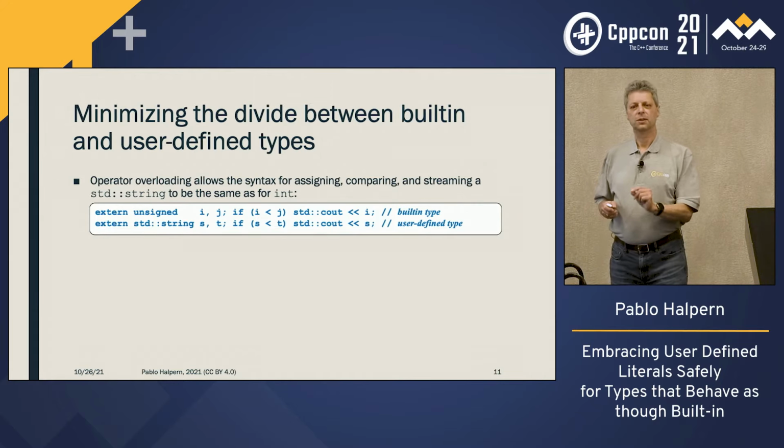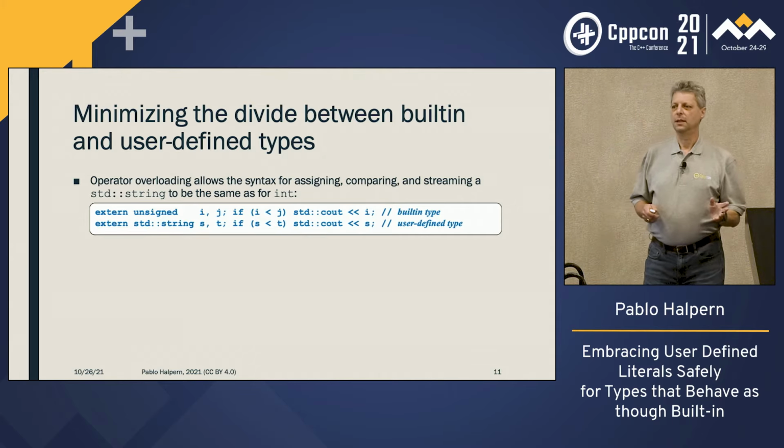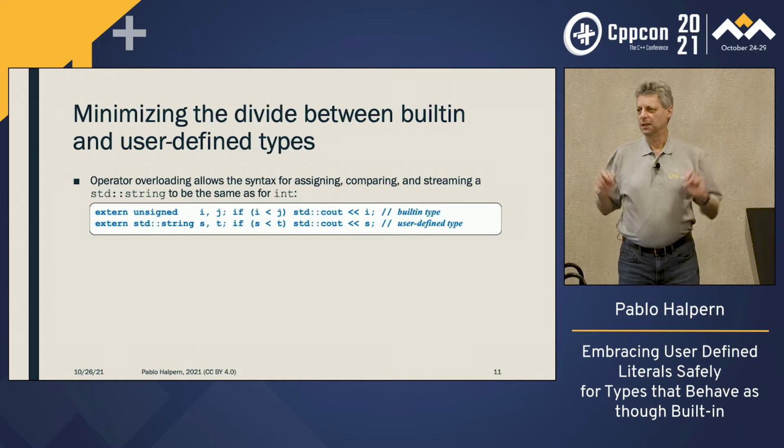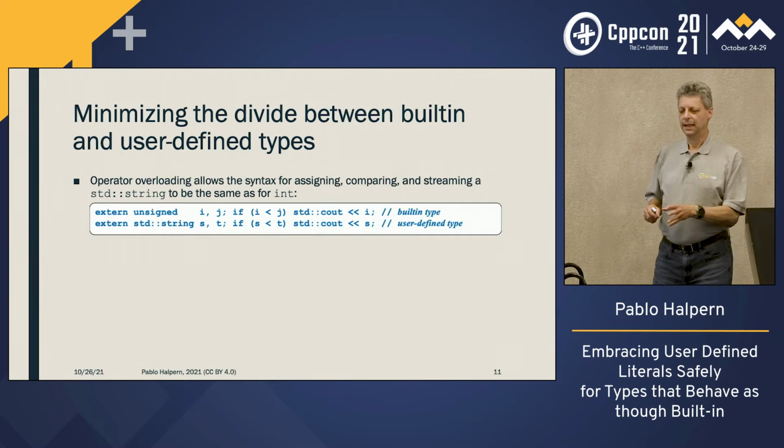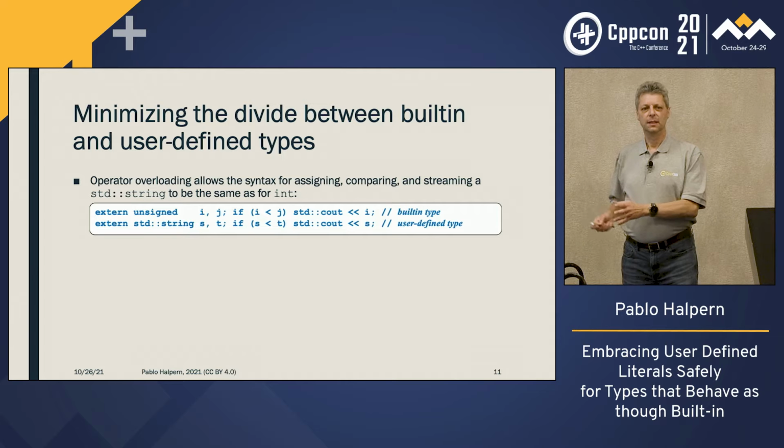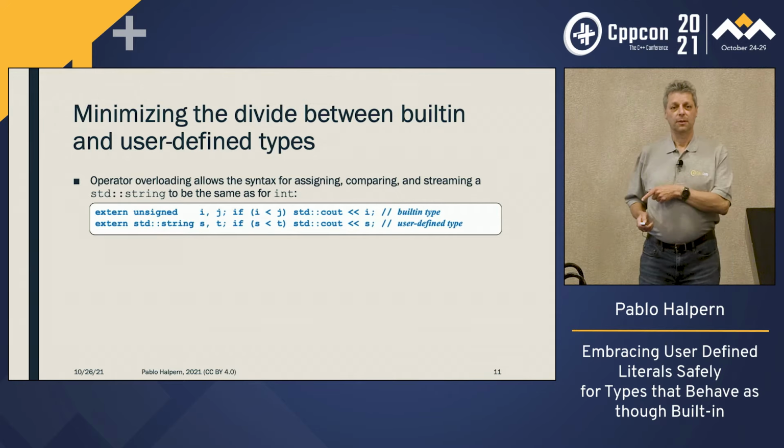And you can do the same thing for string, even though string is not a built-in type. Right? String is a user-defined type by the definition I just gave. And the syntax for comparing them and for streaming them is identical to the built-in unsigned. Great, so that's operator overloading.